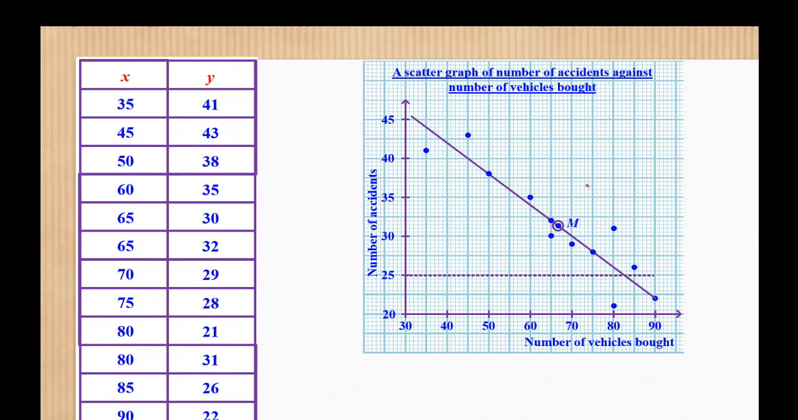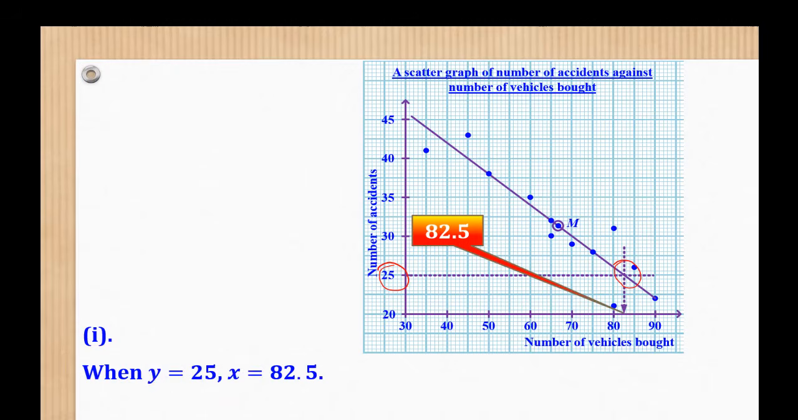They told us when Y is 25, what is X? So drop to meet the horizontal axis and read off that value. So we shall come here and say when Y is 25, X is 82.5. Then Roman 2, when X is 55, Y will be read off that value, 36. So we shall come and say when X is 55, Y is 36. And that's what they wanted.